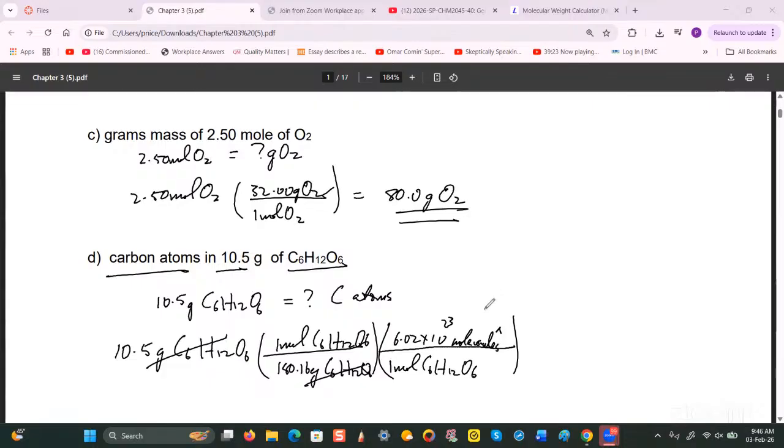of C6H12O6. All right. So that this will go with this. But we're not finished yet, because remember what the question is asking for: the number of carbon atoms. So far, we have determined the number of molecules, right? So how will you get from molecules to the number of carbon atoms?